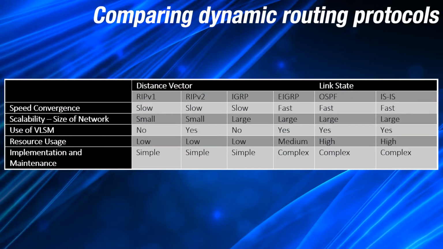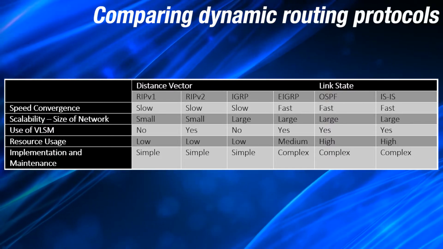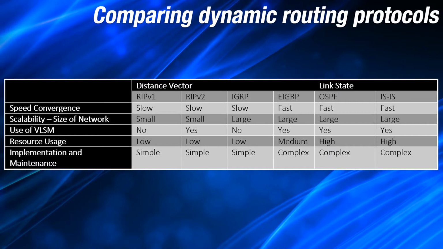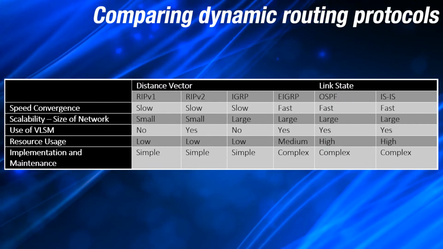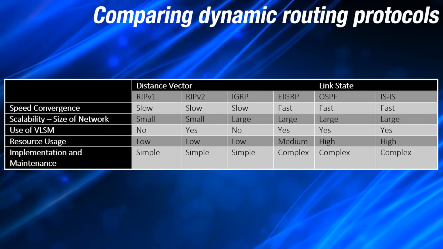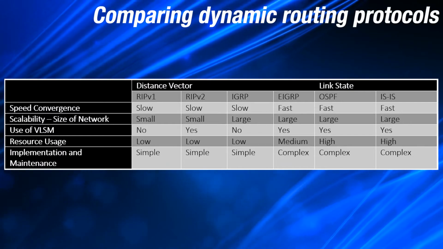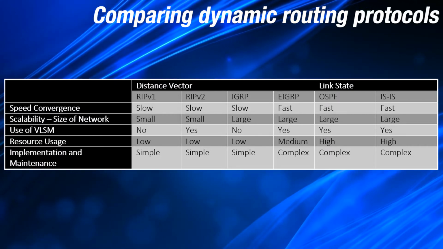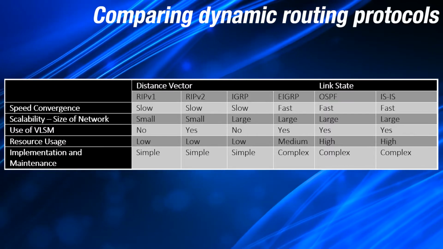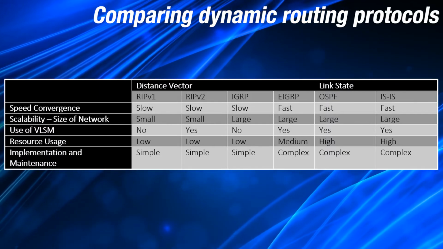There are all sorts of important features to the routing protocols themselves. Speed of convergence is how quickly all the routers will share information and converge. Scalability is how large the network can scale to. Use of VLSM states support for VLSM. Resource usage indicates how many resources are used by a routing protocol. Implementation and maintenance gives you an idea if a routing protocol is simple or complex.